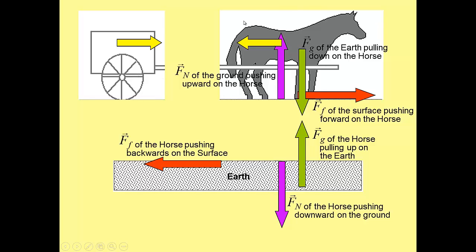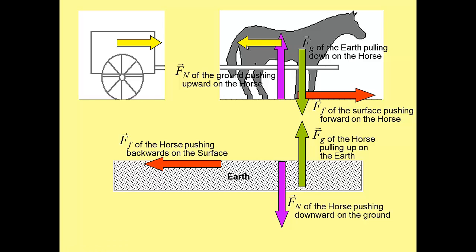Well, if we just look at the horse for a second, for the horse to go forward, what has to be true about the horizontal forces? Well, they have to be unbalanced, right? Because the velocity is not going to change unless the forces are unbalanced. And if the horse wants to go forward, this frictional force has got to be bigger than the force of the wagon pushing back on the horse.